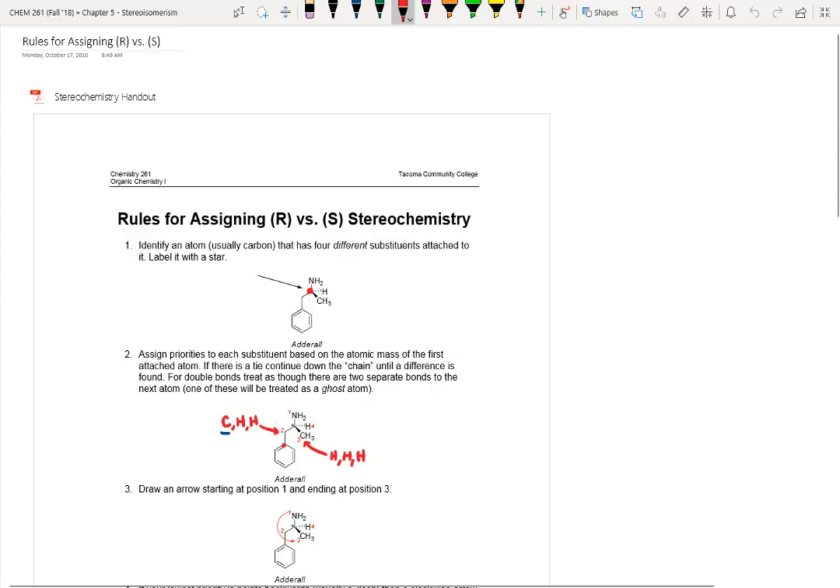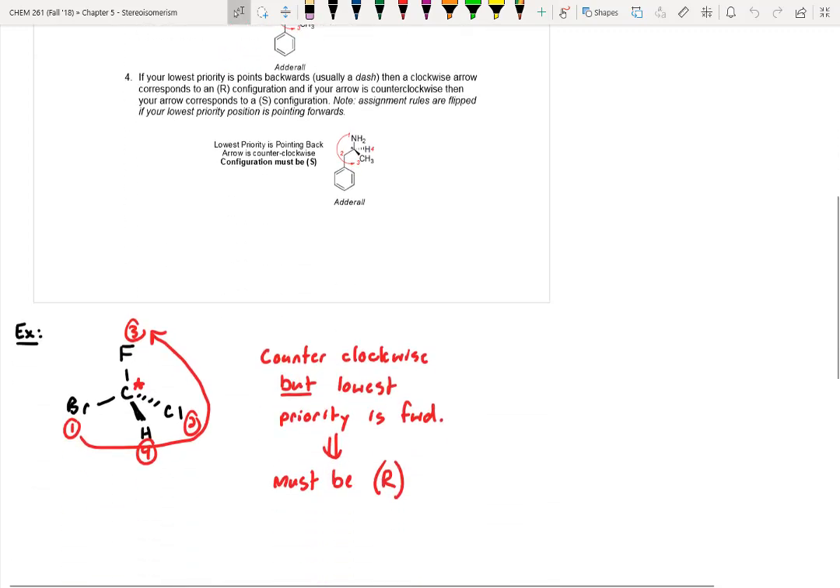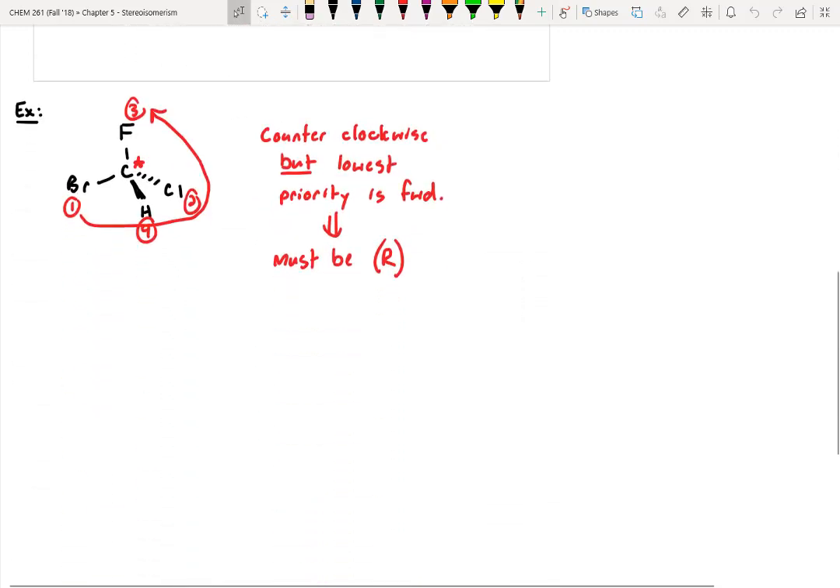All right, so yesterday I gave you this handout for assigning R versus S to various stereocenters, and we looked at Adderall as an example of the first one. And then we ended by talking about an example where the lowest priority was a wedge, and we said you have to flip R to S or S to R if your lowest priority is wedge. Let's go and do harder examples. All right.